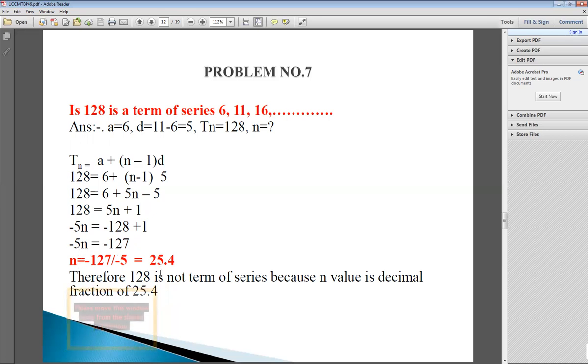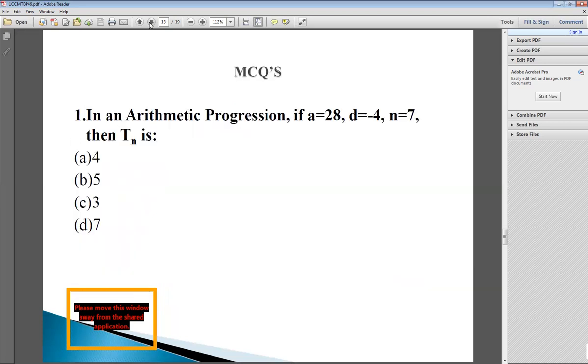Therefore, the value of n is a decimal fraction, that is 25.4. Therefore, we should write that it is not a term of the series. Therefore, 128 is not a term of the series. Why? Because the n value is a decimal fraction, that is 25.4. So these are all the questions that they have solved.